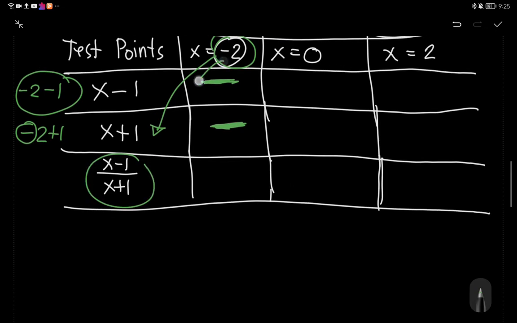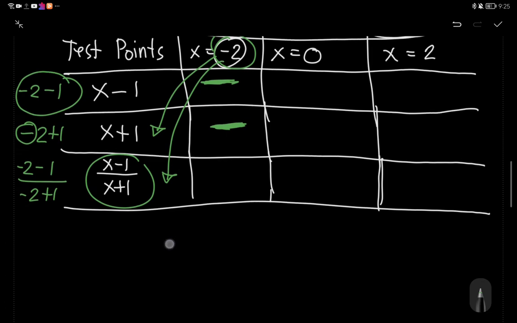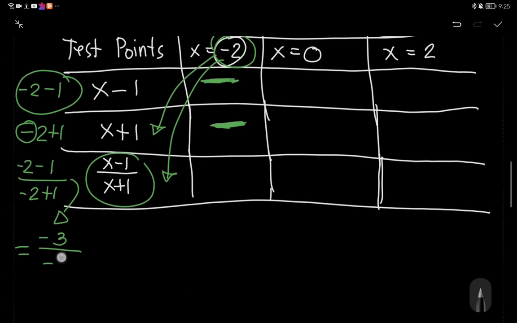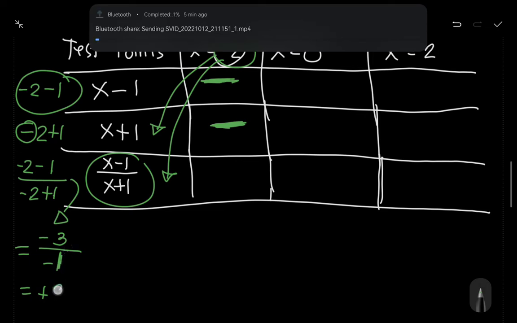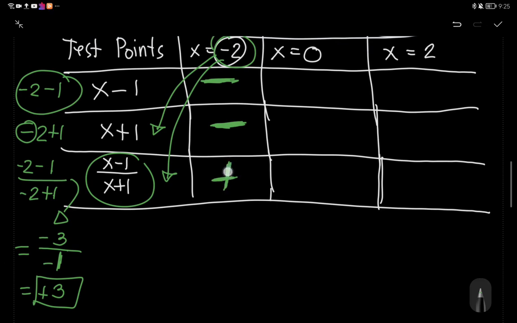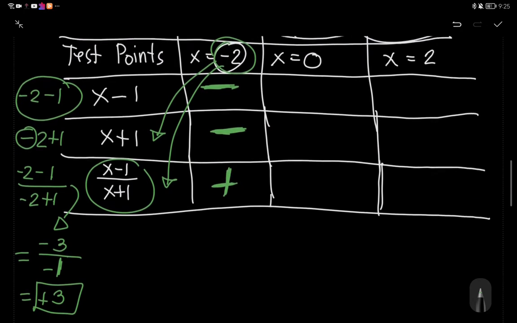Si x is equal to -2 minus 1 over -2 plus 1. That is equal to -2 and -1, that becomes -3. -2 and +1, that becomes -1. Negative divided by negative, that is positive. 3 divided by 1, that is 3. So, the answer here is positive. Signs lang ang ibutang. No need na si numbers.